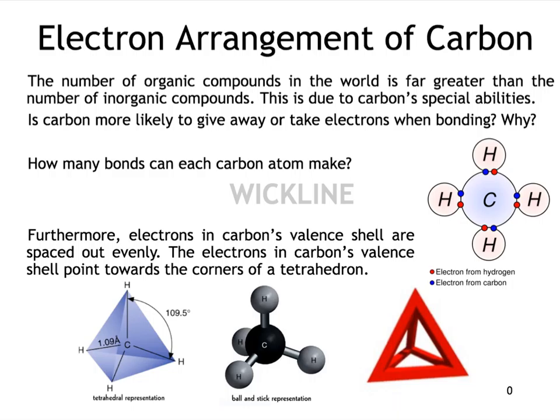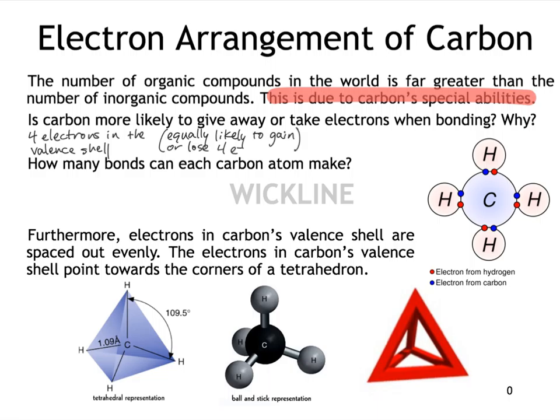Alright, so let's talk more about the electron arrangement of carbon. First of all, carbon's electron arrangement is what gives it all of its special abilities, so I will highlight that item for you now. And carbon has 4 electrons in its valence shell, which is the reason why it is equally likely to gain or lose 4 electrons. Although technically it is slightly more likely that it would gain 4 electrons because the octet is more stable than the duet. So this also tells us how many bonds a carbon atom can make. If it needs to gain 4 electrons, then that means it can share 4 electrons for 4 separate bonds.